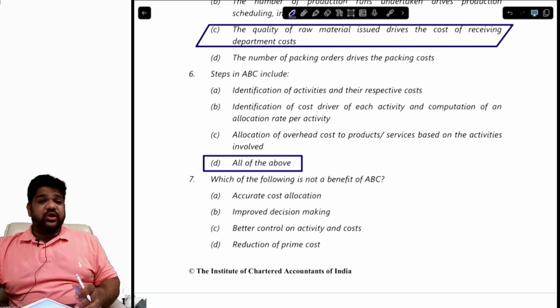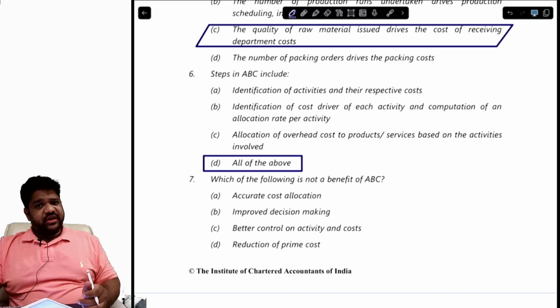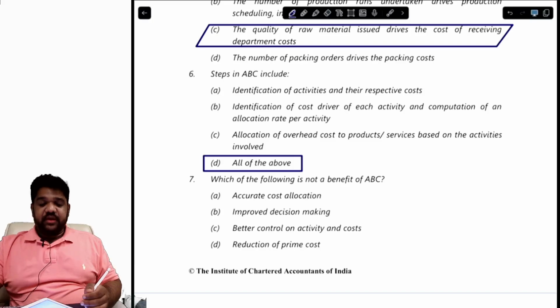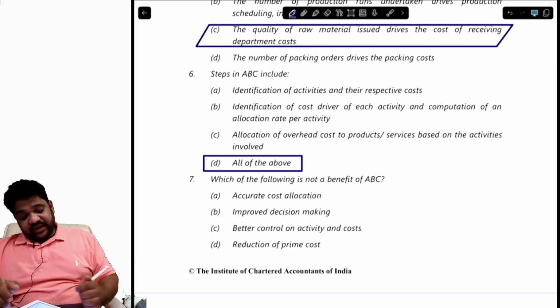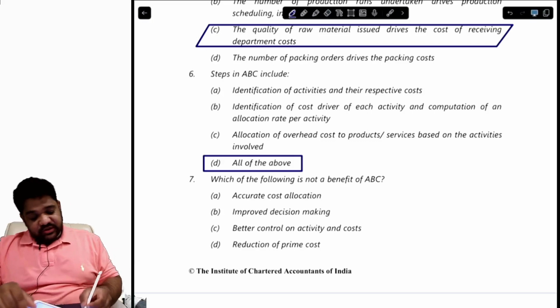Which of the following is not a benefit of ABC? So accurate cost allocation definitely is. Improved decision making, see, these are connected. If you have been able to accurately put down the cost, you will be able to have better decision making. Better control on activity and costs. Yes. Reduction of prime cost. Now, this is the odd one out.